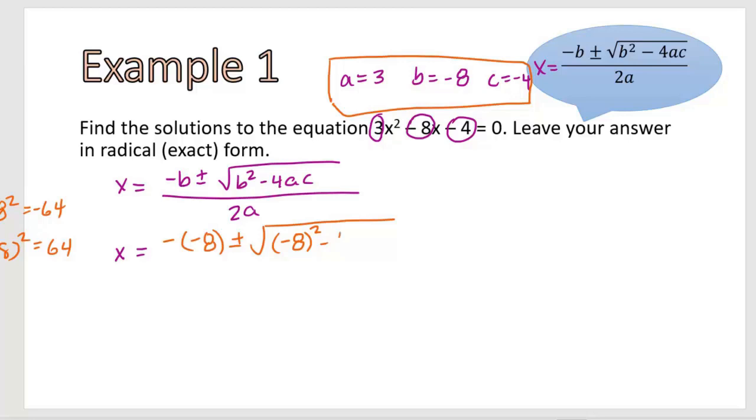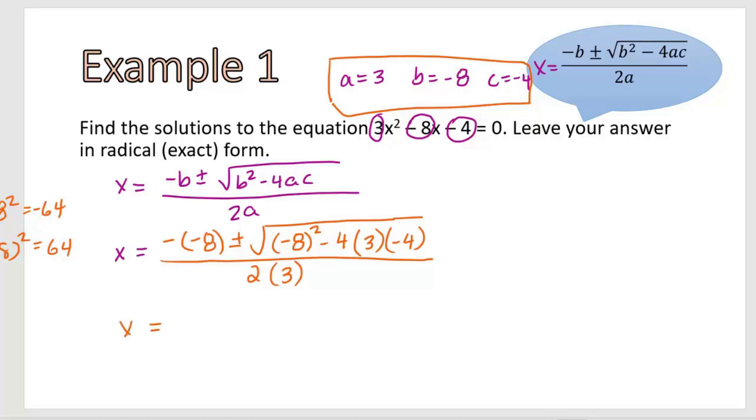All right, we keep going. Minus 4 times a, our a has a value of 3, times c, our c is negative 4. Let's make sure we extend that radical far enough. All of that is divided by 2 times a. For us, that's 2 times 3.